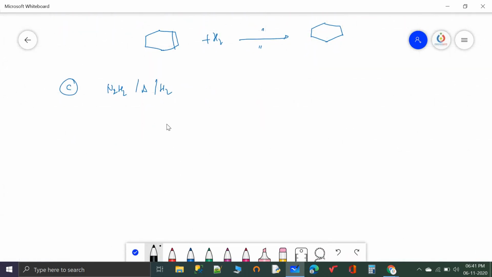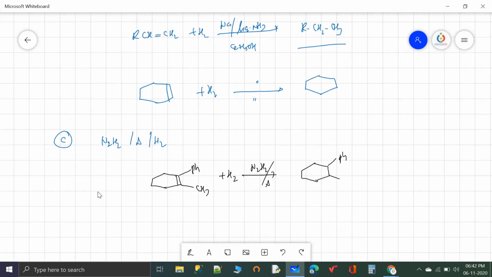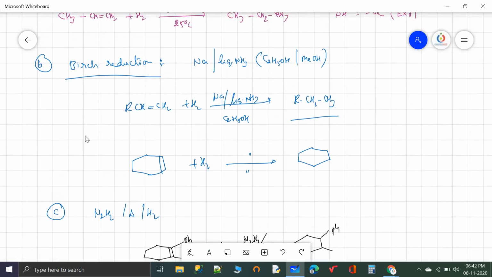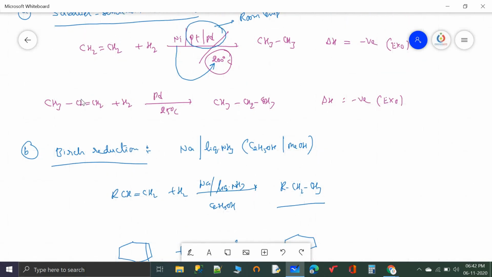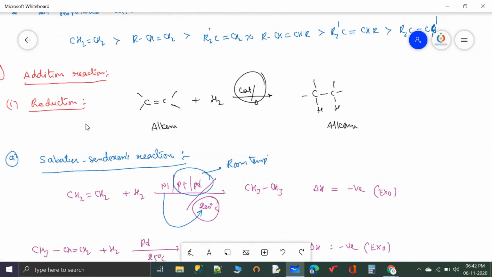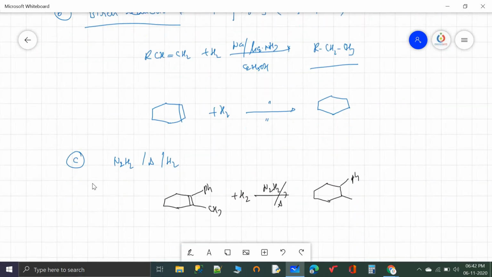Simply, we shall take one example here again. I will take the same cyclohexene example. Cyclohexene, here you take hydrogen and add N2H2 and heat it. So directly, whatever the double bond is, the double bond will be converted to a single bond. So these are all addition reactions where we are adding hydrogen to the double bonded carbon atoms and converting these double bonded carbon atoms to single bonded carbon atoms, which are called alkanes.